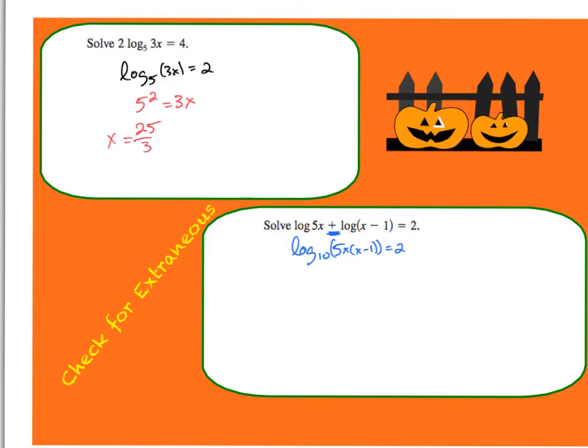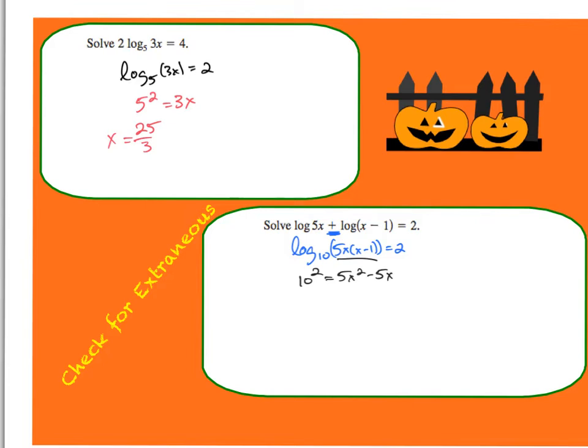Again, how do we solve a log? A to the c is equal to b. So what's my a? 10 to the power of 2 is equal to my b. I'm going to go ahead and distribute that if you're cool with that. All right, so what is that when I distribute it? 5x squared minus 5x.